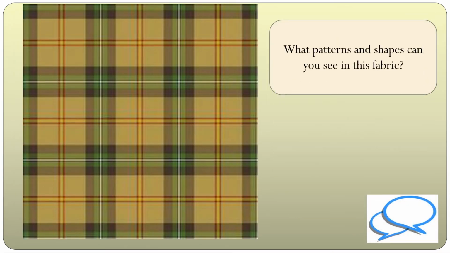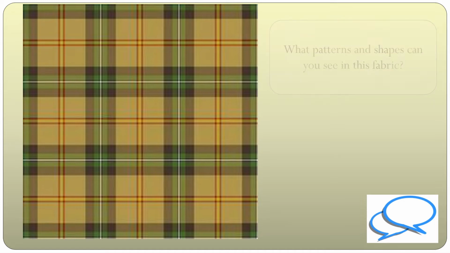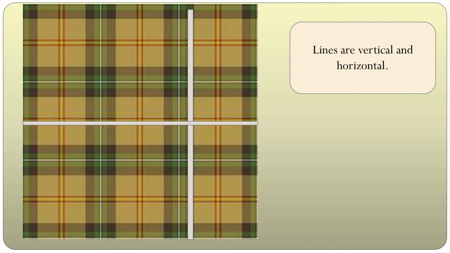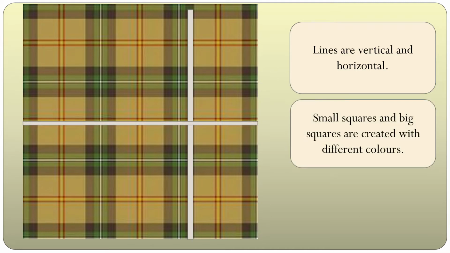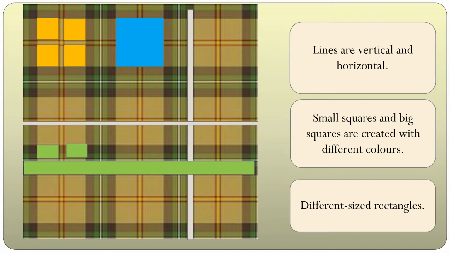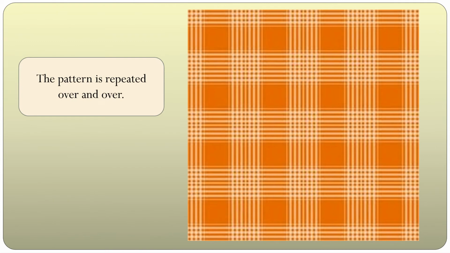Look at this tartan. What patterns and shapes do you see in this fabric? You might notice that the lines are vertical and horizontal. This means they go up and down and also across. You might also see that small and big squares are created using different colours. There are also different sized rectangles in this fabric. These patterns are repeated over and over.